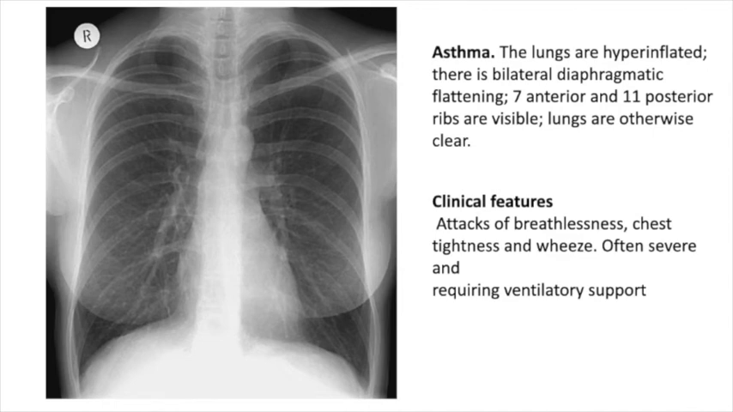There is a bilateral diaphragmatic flattening, with 7 anterior ribs and 11 posterior ribs minimum, in case of an asthma attack. You will know the clinical features anyway. It's written here, but you will learn the clinical features from next year.